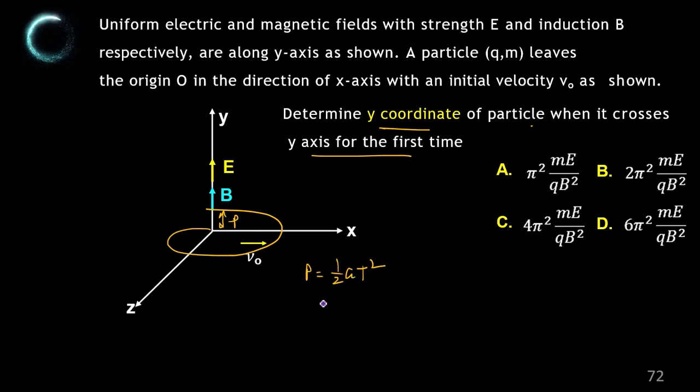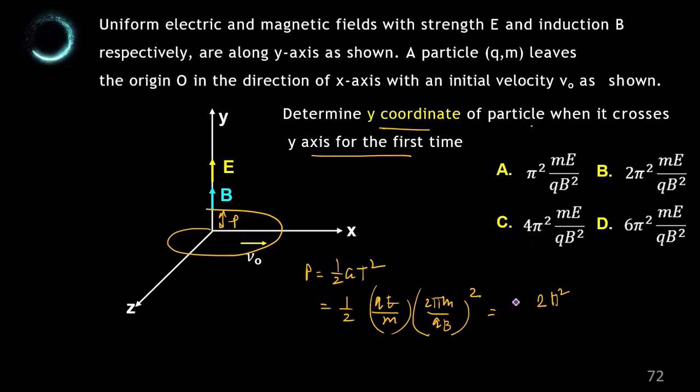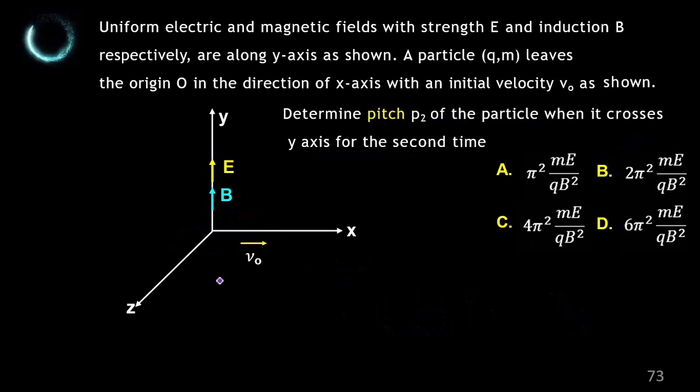Pitch should be equal to half A t square. What is A? A is basically Q into E by M, into T square, where T means 2 pi M by Q B, whole square. Okay, so ultimately it becomes 2 pi square M E by Q into B square. Okay, so helical path with variable pitch again, because both electric field and magnetic field are there.